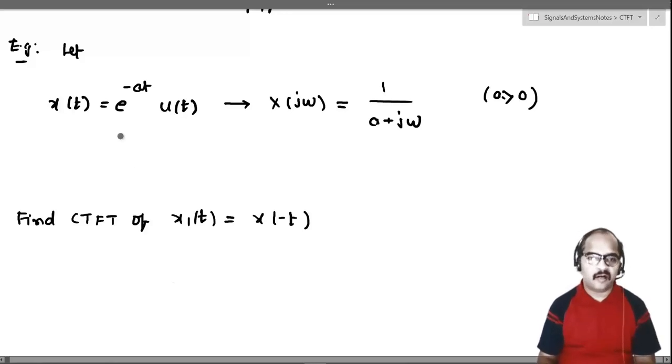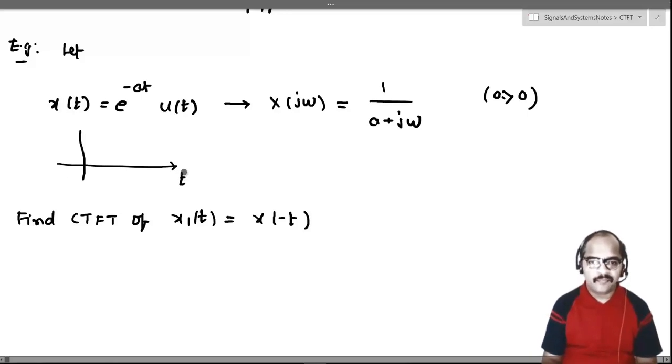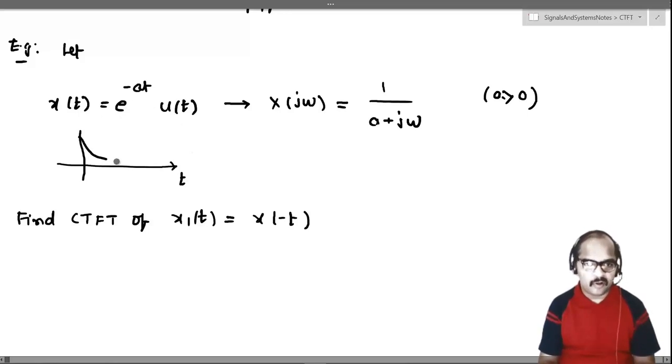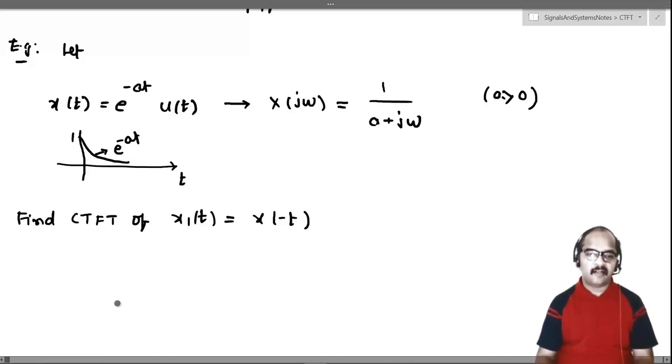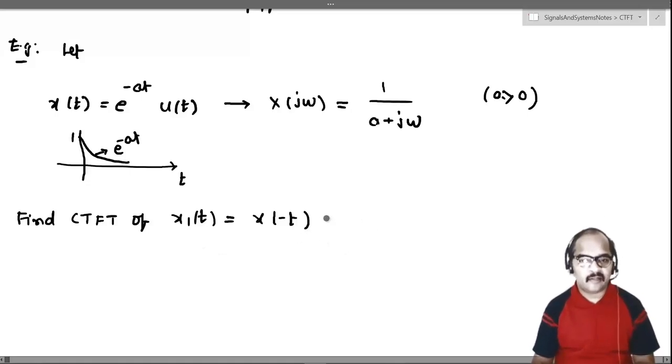Before we write this, let us try to plot this signal. How does the plot of x of t look? That is e power minus at u of t. The plot will look like this, because a is greater than 0, and the equation of this curve is e power minus at with amplitude 1. We want to find the Fourier transform of x1 of t, which is equal to x of minus t. Since x of t is e power minus at u of t, x of minus t should be e power at u of minus t. But still a is greater than 0.